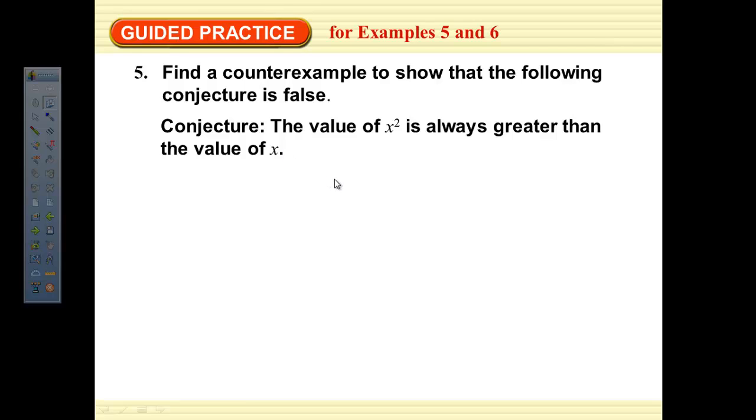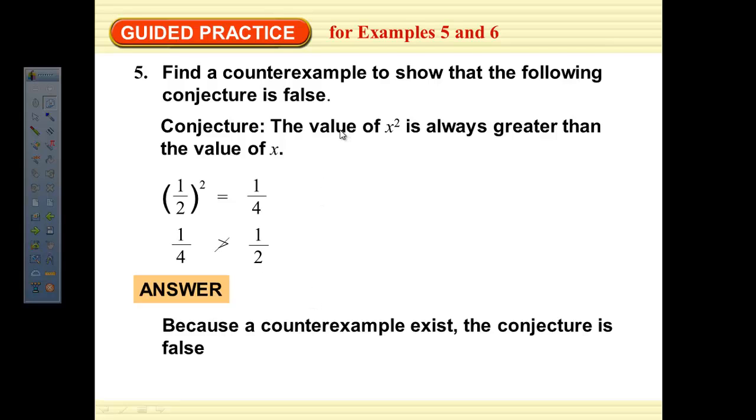We could also do fractions, as this example will show. So if we do 1/2 squared, we get 1/4. Now 1/4 is smaller than 1/2. Therefore, since 1/4 is not greater than 1/2, we know that this conjecture here is false.